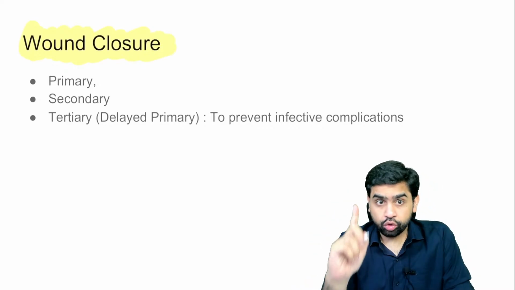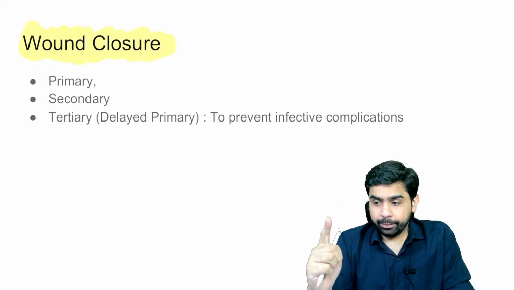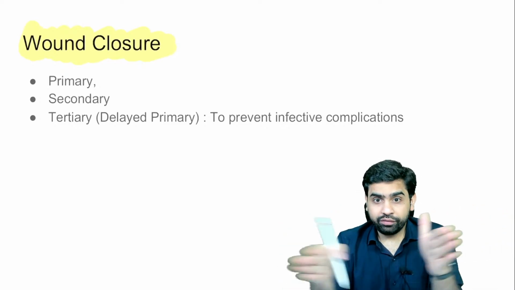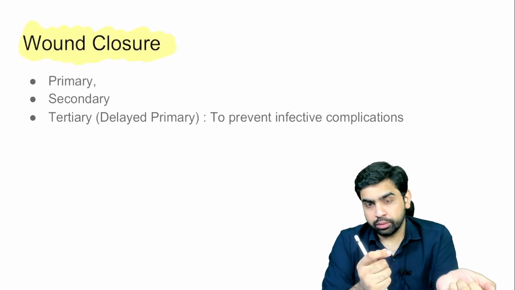There is a primary closure, there is a secondary closure, and there is a tertiary closure. What do you understand by the primary closure? Primary closure means that after the surgery, you have taken the sutures. So you have taken the sutures and closed that particular wound. That is what is called a primary closure.